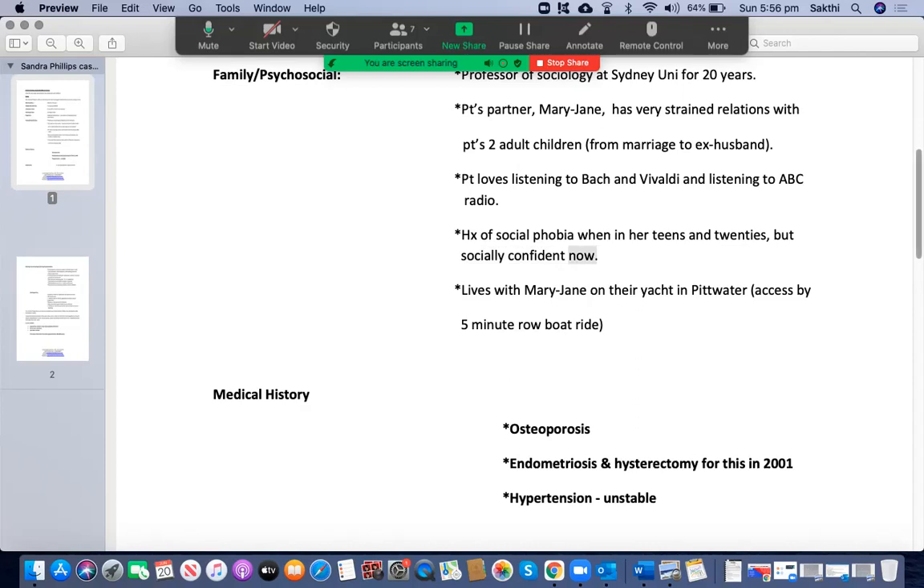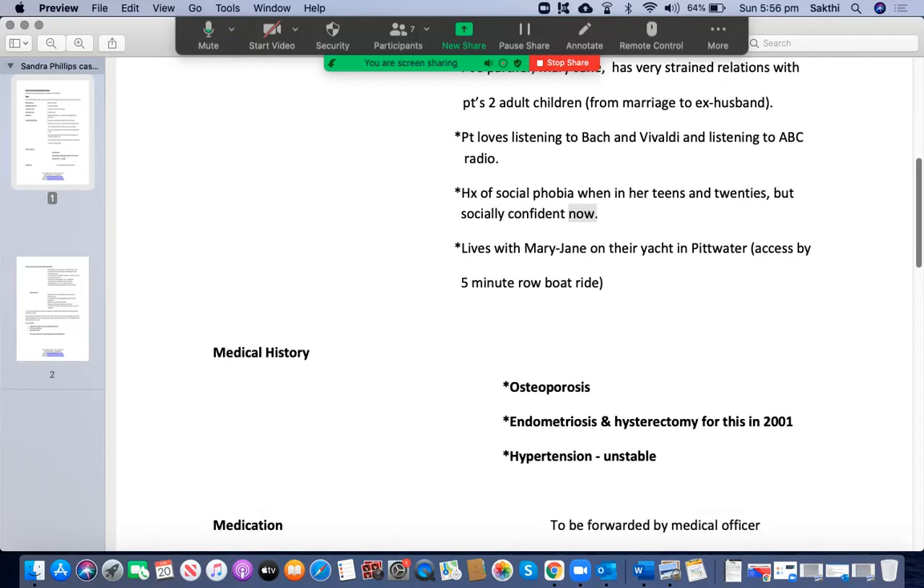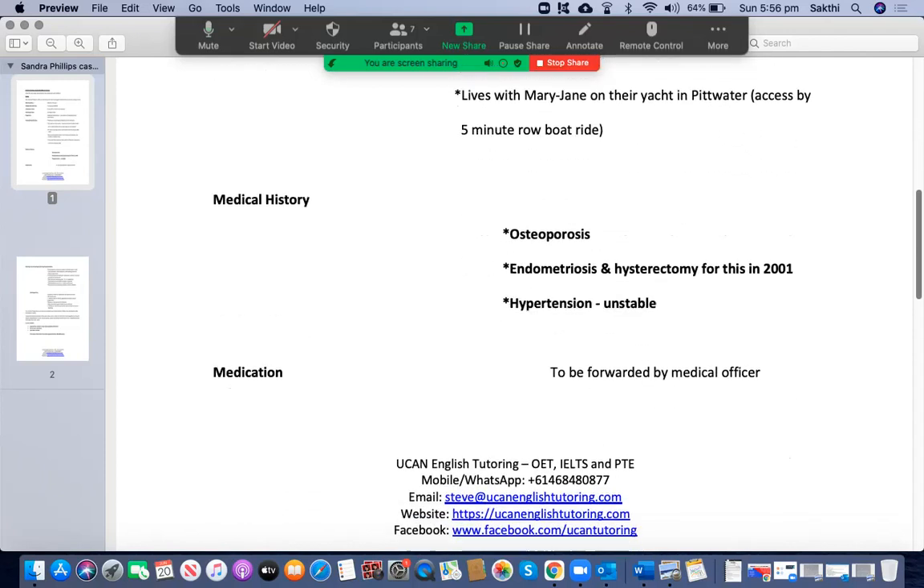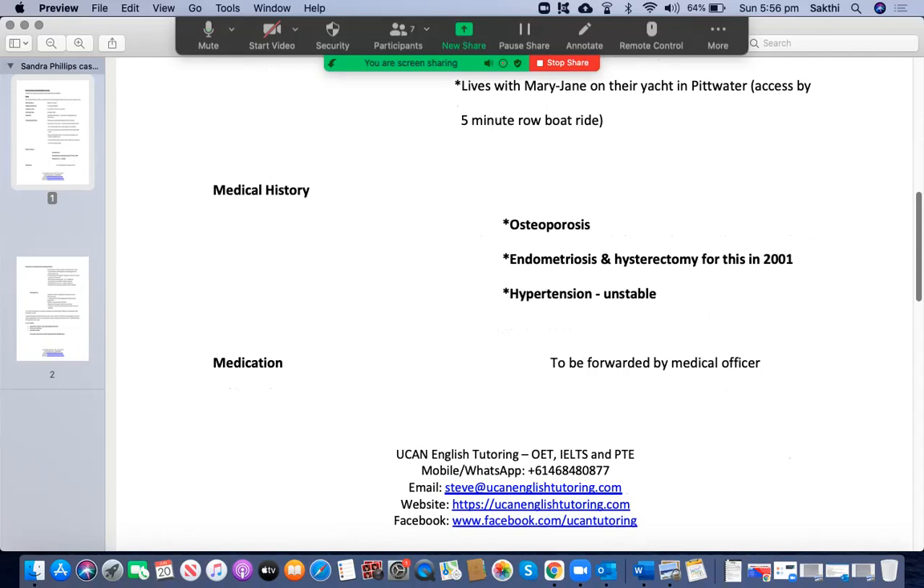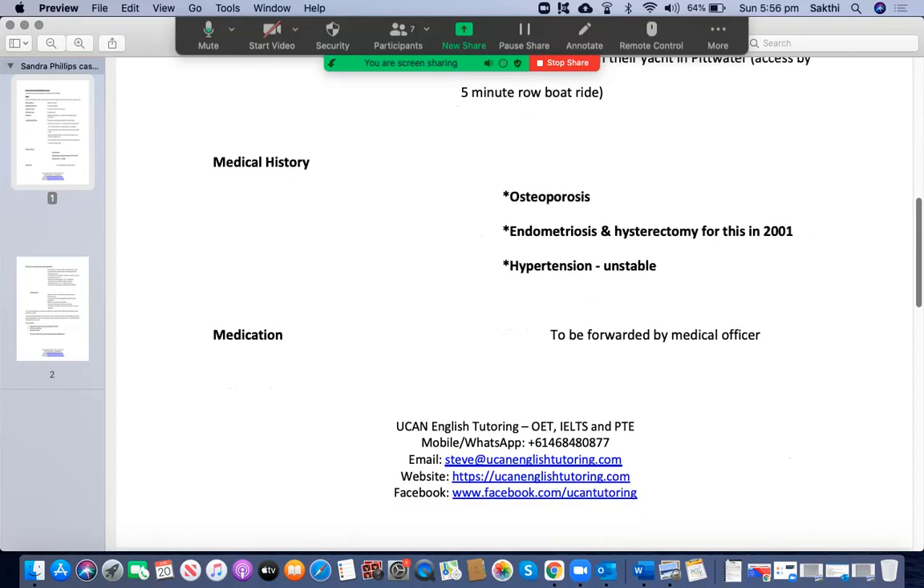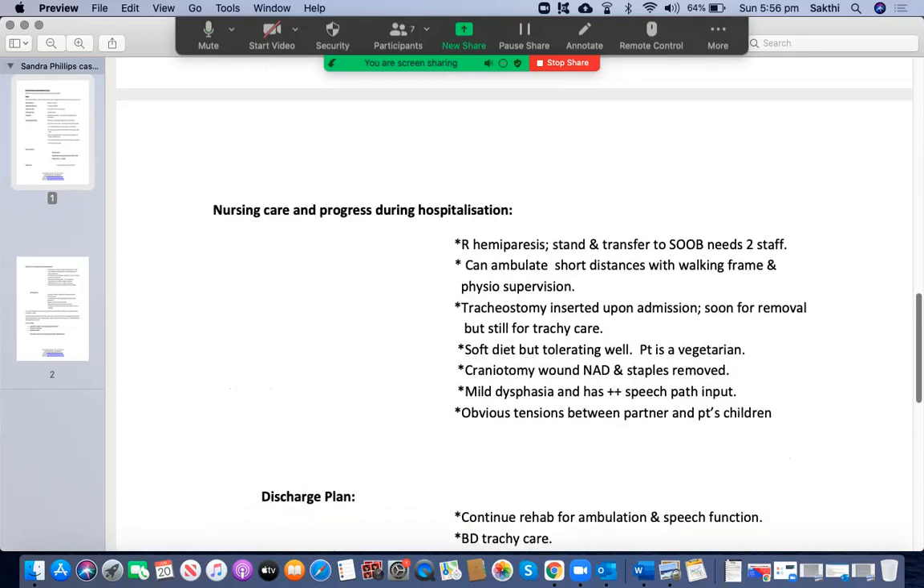Lives with Mary Jane. They live in Pittwater, access by a 5-minute boat ride. Okay, that's all. Osteoporosis, endometriosis, hypertension since 2001. Hypertension unstable. Okay, all right.